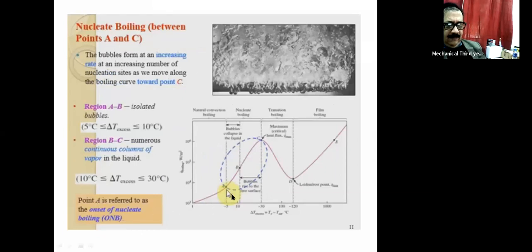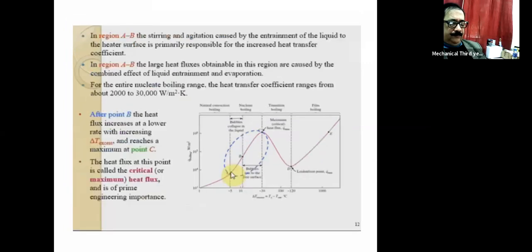Point A is referred to as the onset of nucleate boiling. Point A, the starting of nucleate boiling, we call the onset of nucleate boiling, or in abbreviation ONB. Now the vapor has started forming at this point. Vapor starts forming. Now let us go to the next regime. Some little bit more clarification on this particular regime.